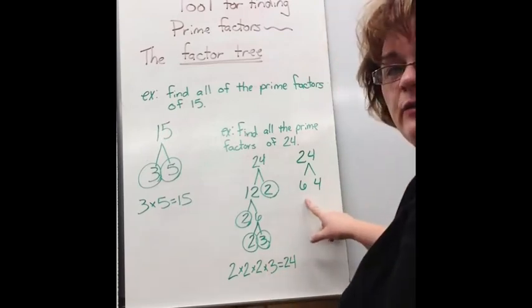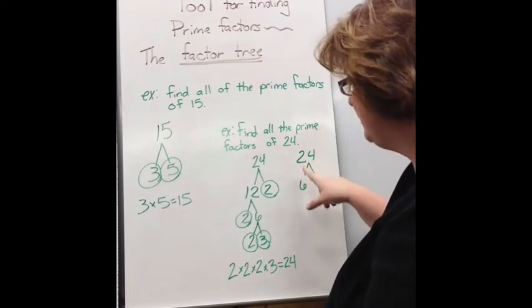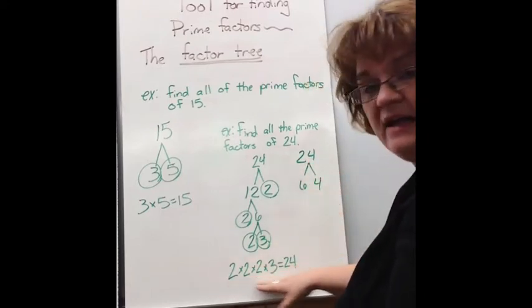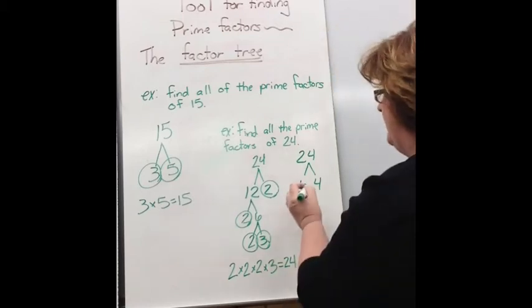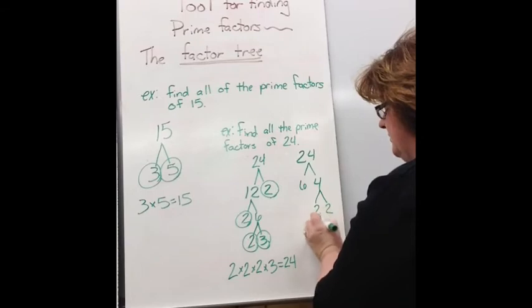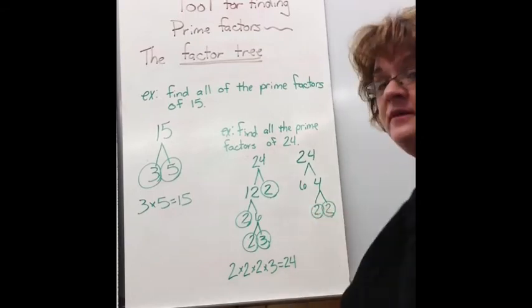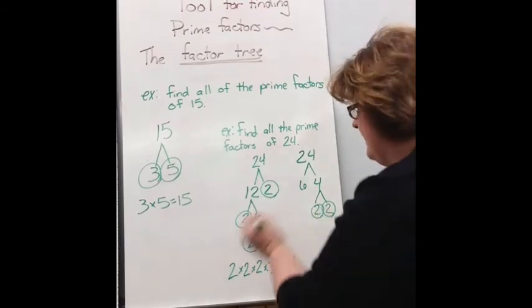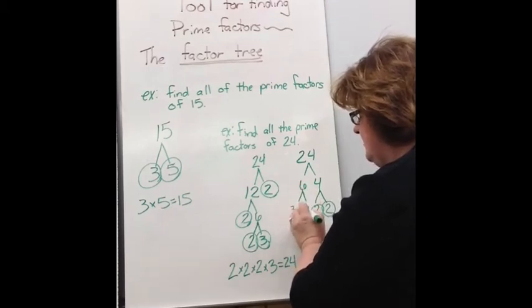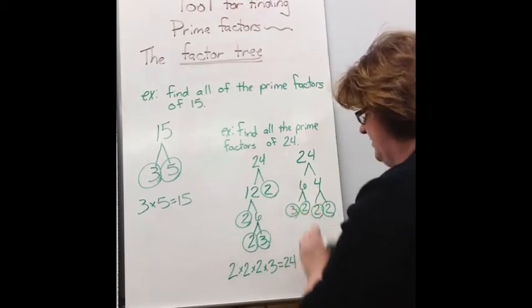Let's try it a different way. Okay, this time we're going to break 24 into 6 and 4. Now, if we do it right, we should get exactly the same answer. So let's see what we do. 4 can be broken down into 2 times 2. I know both of those are prime numbers, so I'm circling them. 6 can be broken down into 3 times 2. Both of those are prime numbers.